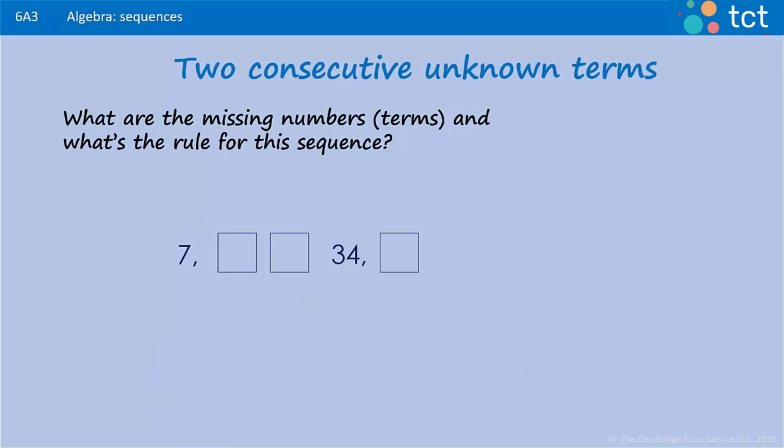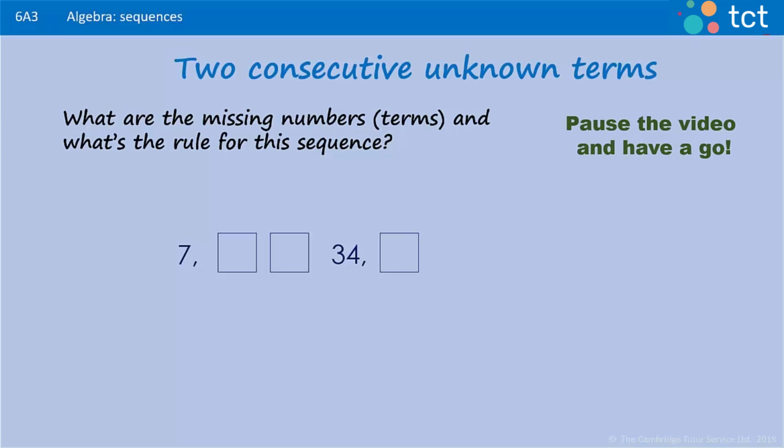Remember that you're starting off finding the difference between 7 and 34 and then dividing that difference by the number of steps it takes to get from 7 to 34. Pause the video, have a go.